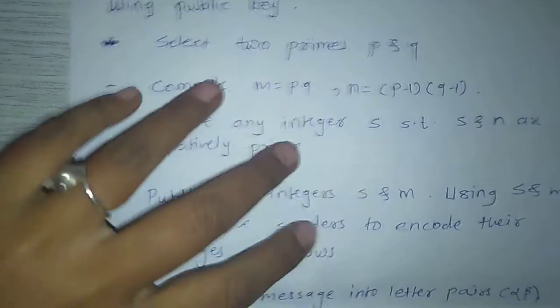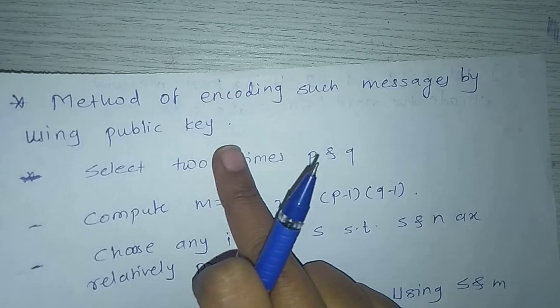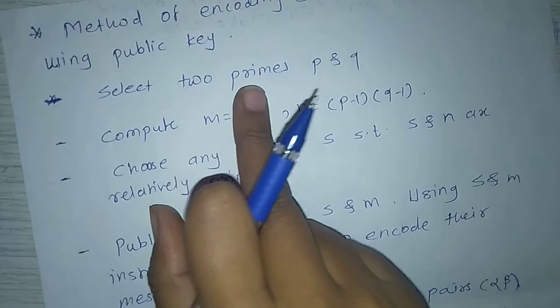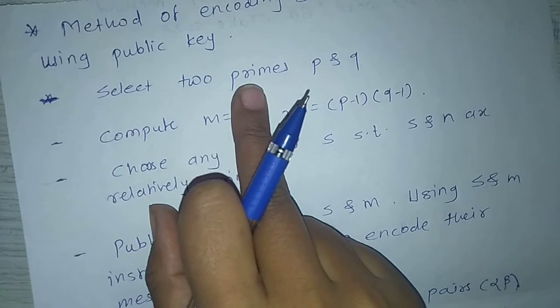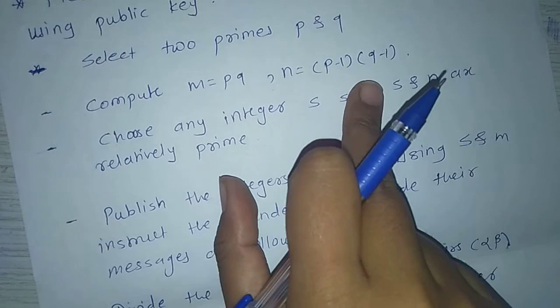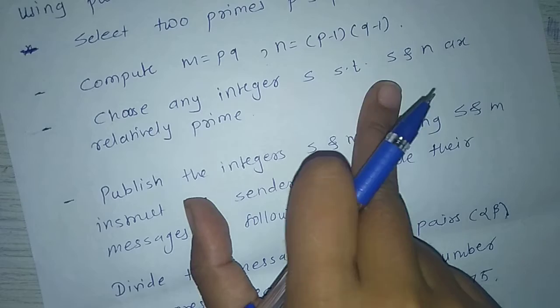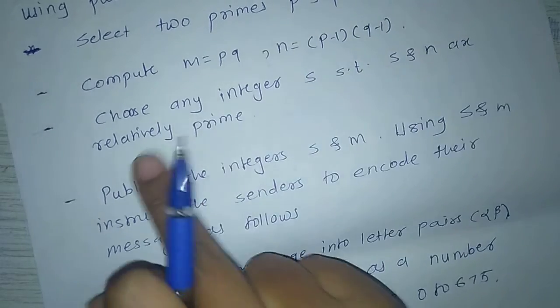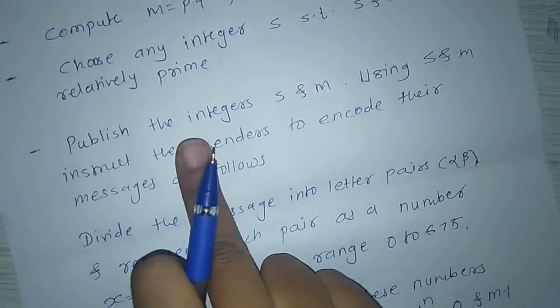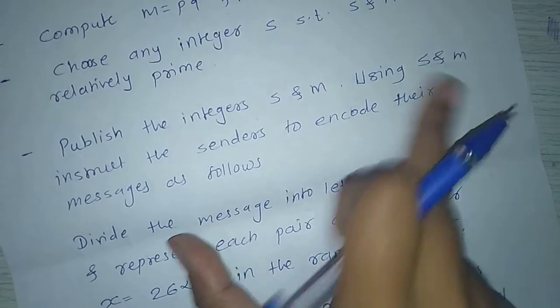Next, the method of encoding such messages by using the public key. First, select two primes P and Q. Next, compute M equal to P into Q, N equal to (P minus 1) into (Q minus 1). Choose any integer S such that S and N are relatively prime. Publish the integers S and M.